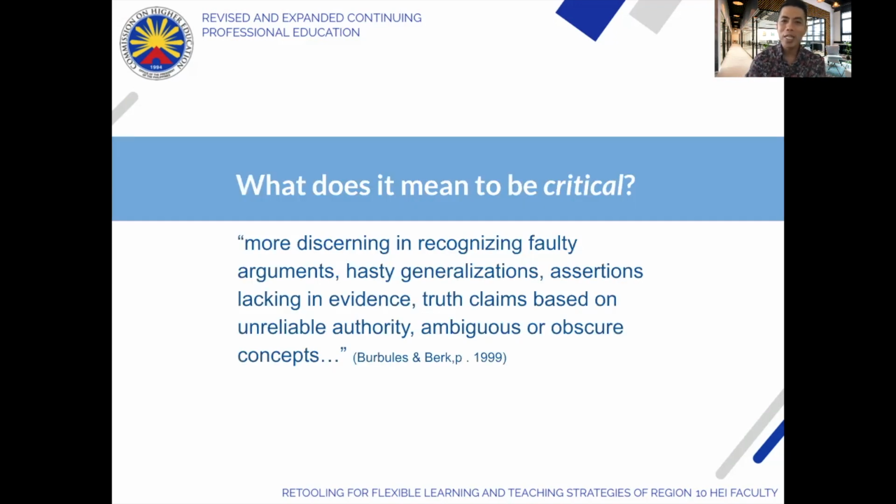So what does it mean to be critical? Well, according to Boyles and Burke, to be critical is to be more discerning in recognizing faulty arguments. So that's one. Second, we should be able to recognize hasty generalizations, or sweeping generalizations as well. And third, this is very important, assertions lacking in evidence, and also truth claims based on unreliable authority, ambiguous or obscure concepts, right?